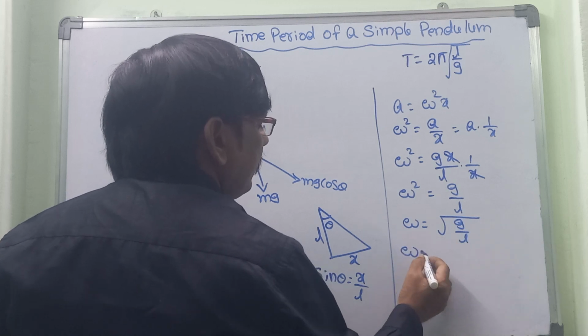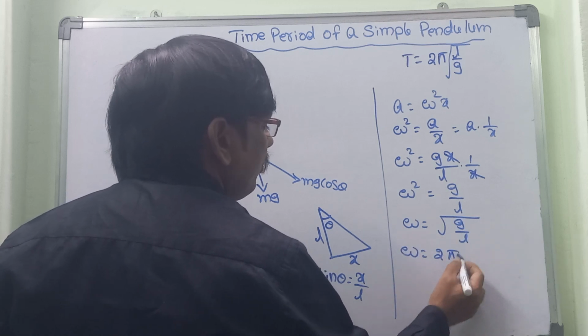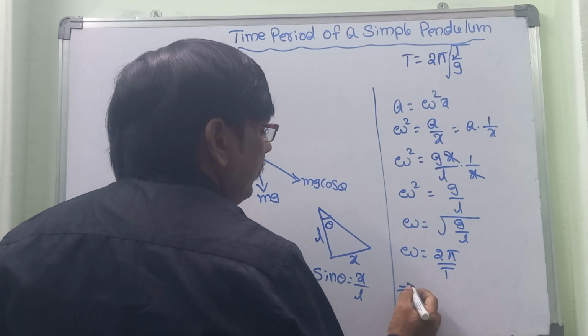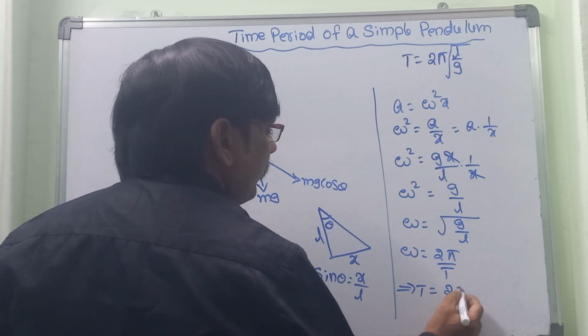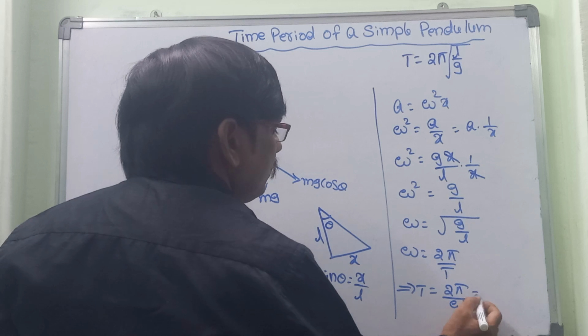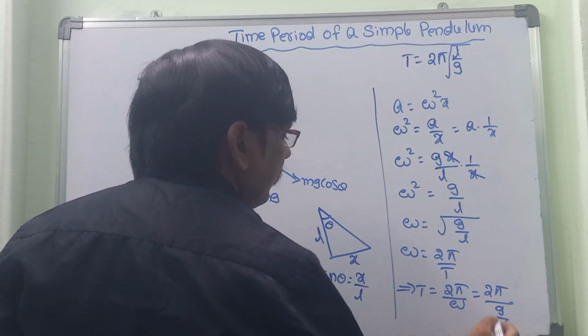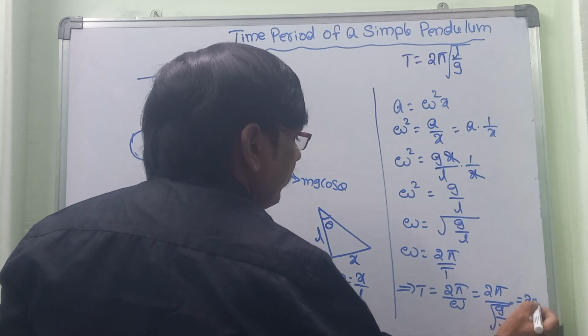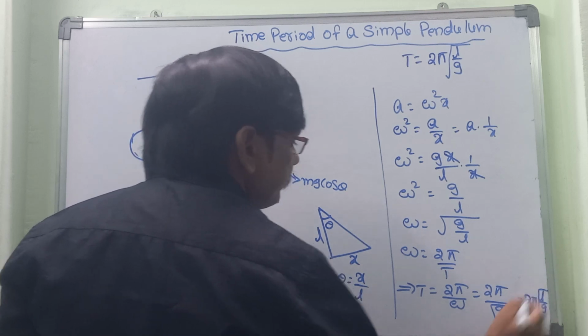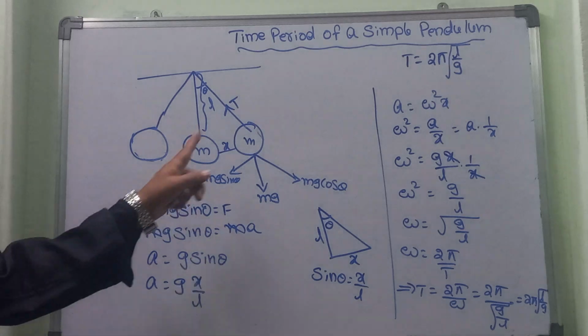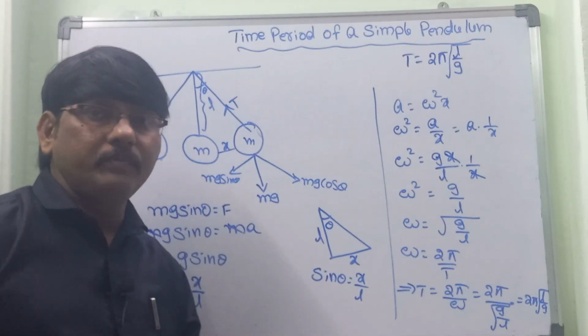What is the formula for omega? Omega is equal to 2 pi by T. Then T is equal to 2 pi by omega. So 2 pi divided by root g by L gives 2 pi into root L by g. In that way we can find the time period of a simple pendulum.